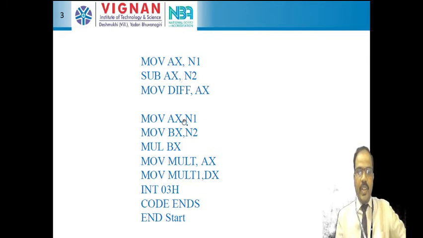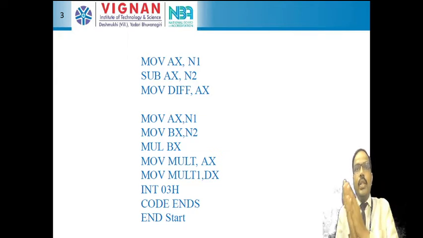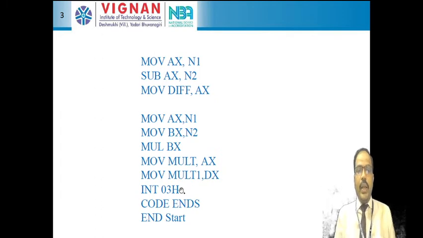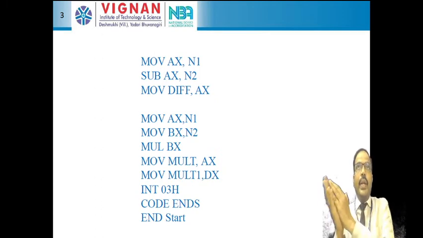In a similar way for multiplication, MOV AX, N1. N1 is stored into AX. Number 2 is moved to BX. Then MUL BX multiplies the content of BX by default with the content of AX. Whatever result we are getting, the first 16-bit data will be moved to mult, the memory location we have reserved, and the more-than-16-bit part, the most significant word, is automatically stored in DX, which will be moved to mult1.